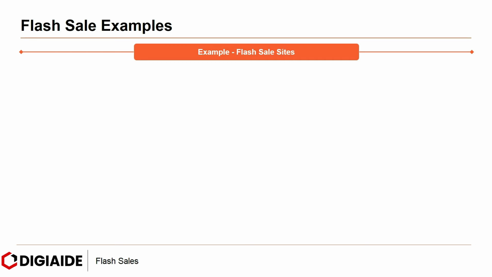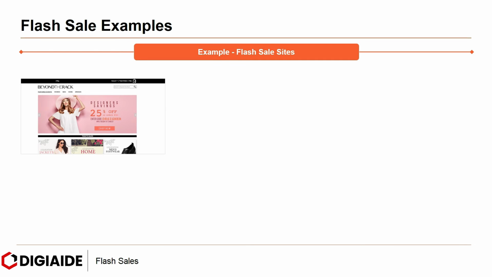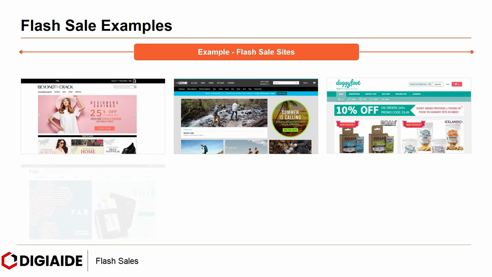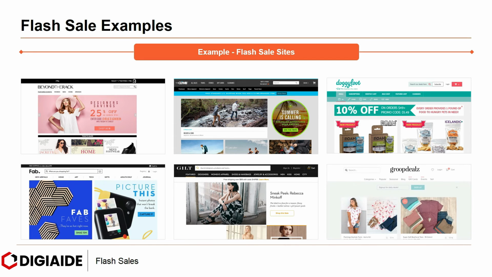And finally, an indicative list of some famous flash sale sites, namely Beyond the Rack, Climb, Doggy Loot, Fab, Guilt, and Group Deals. So that's it, folks. This brings an end to the topic on flash sales.